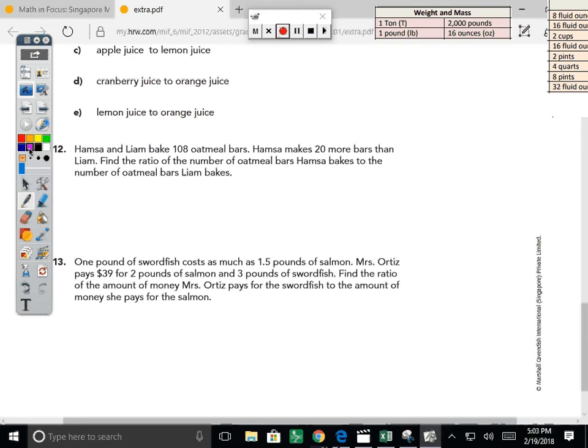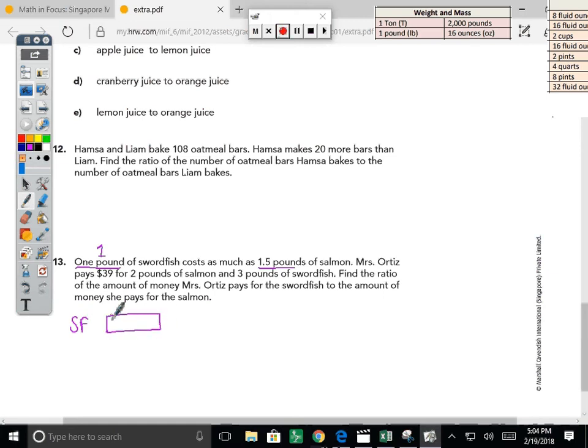Number 13, 1 pound of swordfish costs as much as 1.5 pounds of salmon. Well, let's just stop right there. 1 pound of swordfish costs as much as 1.5 pounds. Okay, it's a comparison. I want to compare these. So the first thing I have is swordfish. I'm going to show you SF for swordfish. I'm going to show you 1 pound.